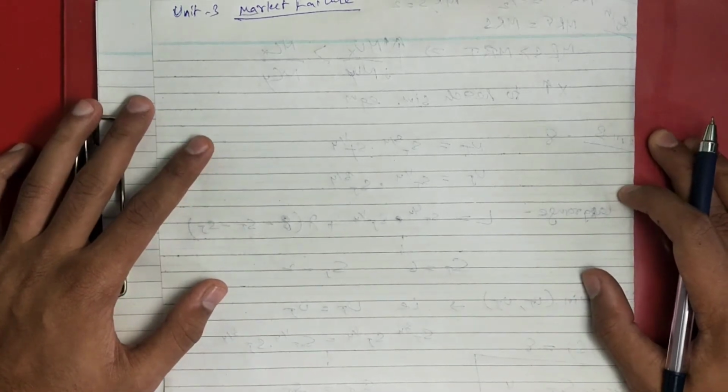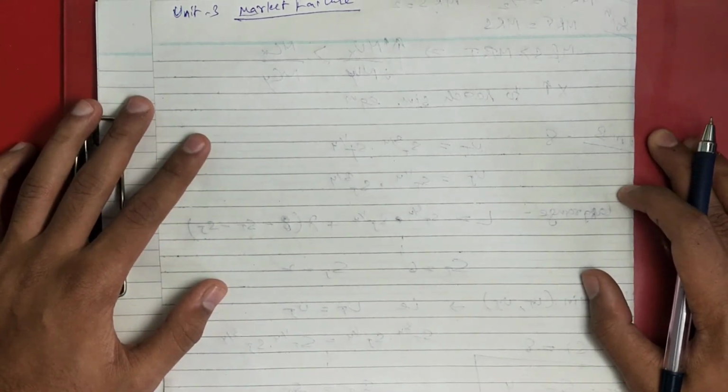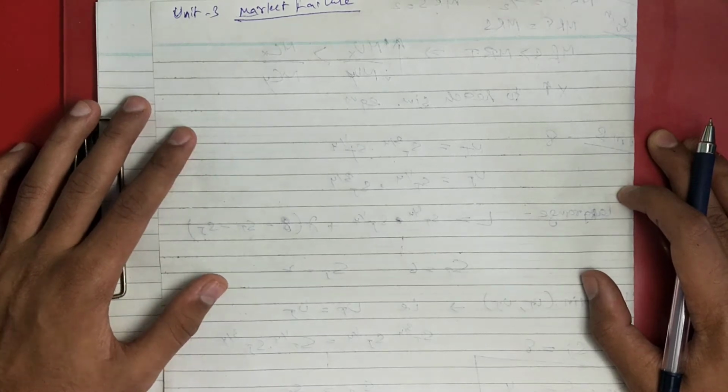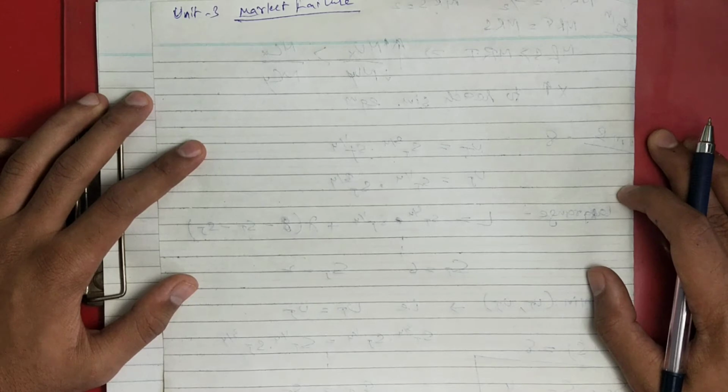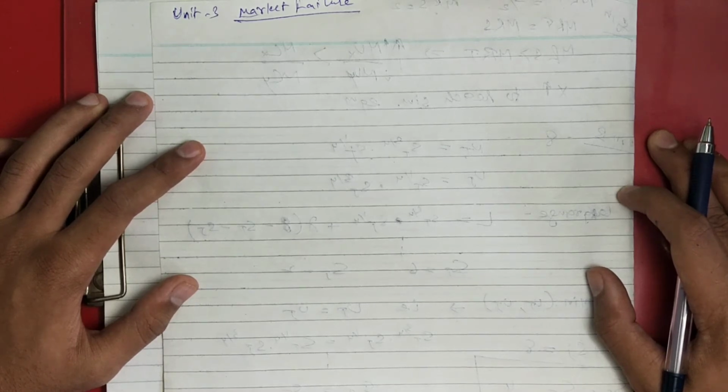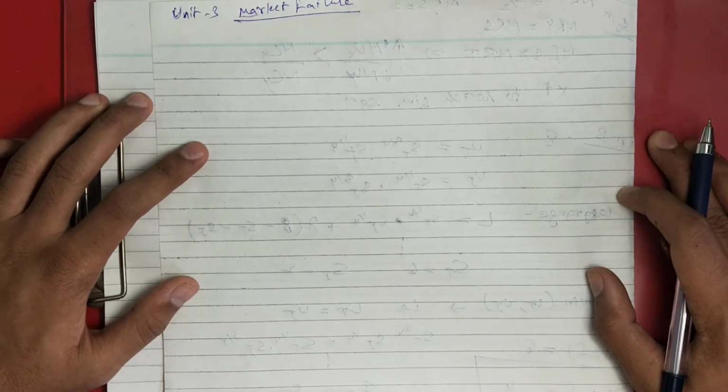So in this lecture we will be starting off our new unit, which is market failure, and it is unit number 3. And in the previous class we did the fair allocation and we completed its numerical. Okay. So what is market failure?